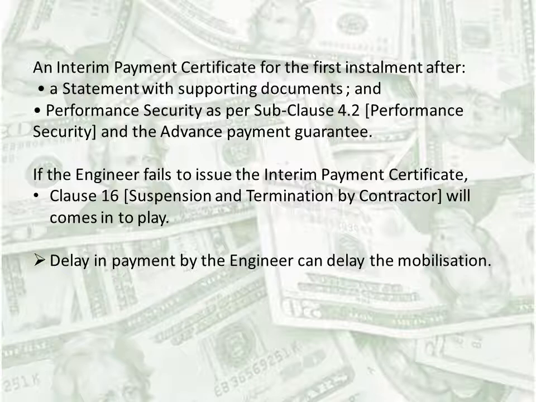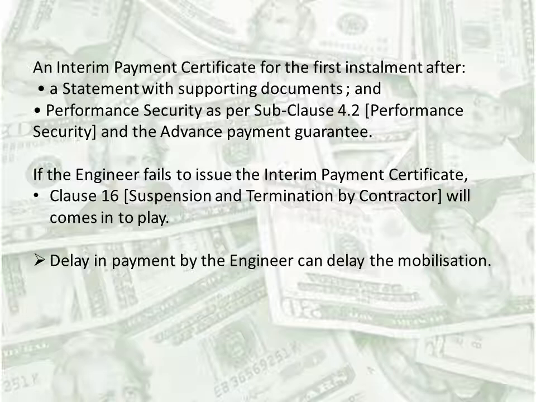Therefore, the engineer may only issue an interim payment certificate for the first installment after he receives a statement with supporting documents from the contractor as per subclause 14.3, which is the application for interim payment certificates, and the employer receives the performance security as per subclause 4.2, which is the performance security clause, and the advance payment guarantee. If in case the engineer fails to issue the interim payment certificate, the provisions of clause 16, which is suspension and termination by contractor, will come into play. Subclause 14.7a provides for payment of the first installment of the advance payment, which we will discuss later. Delay in payment by the engineer can delay the mobilization.